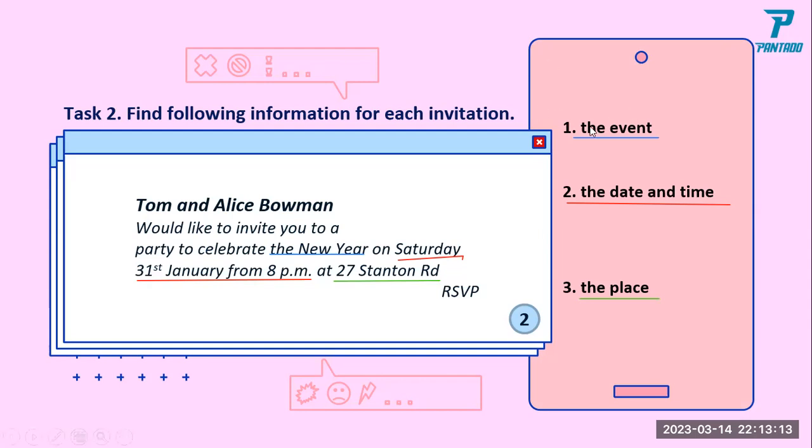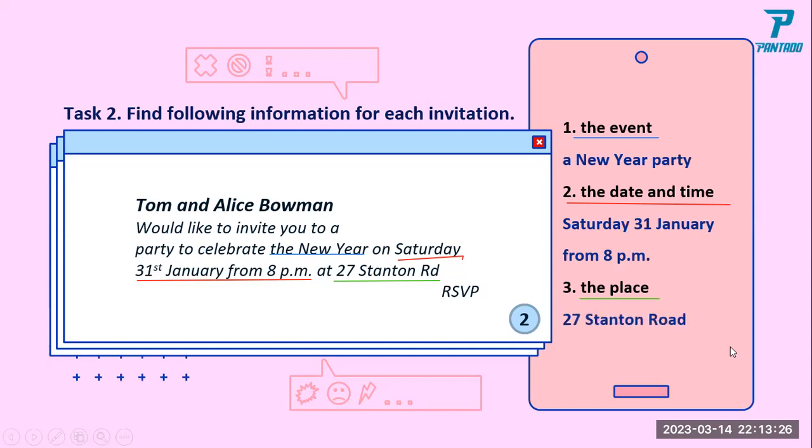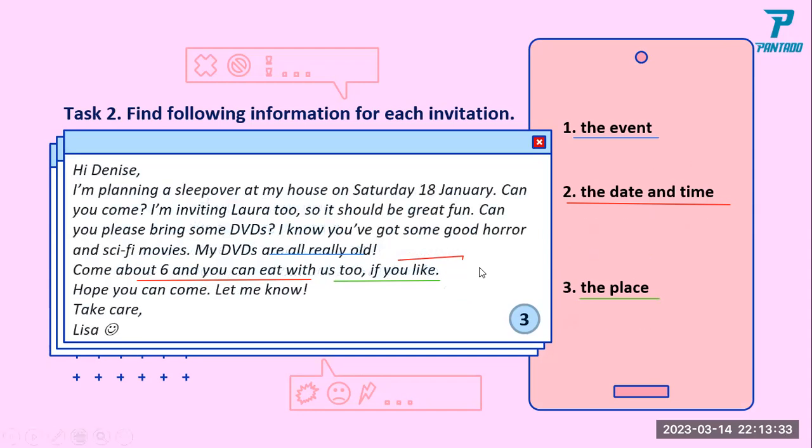Okay, so we have here Tom and Alice Bowman. The event is New Year Party, Saturday 31st of January, 8 p.m. Okay, the place is Stanton Road. Okay, very good, Lynn.